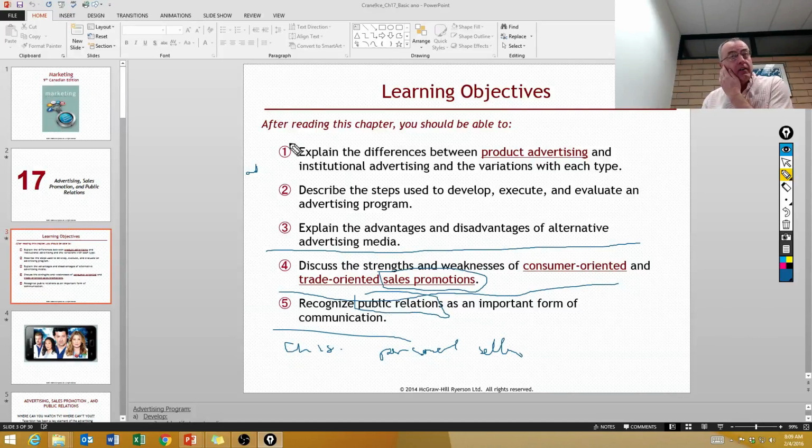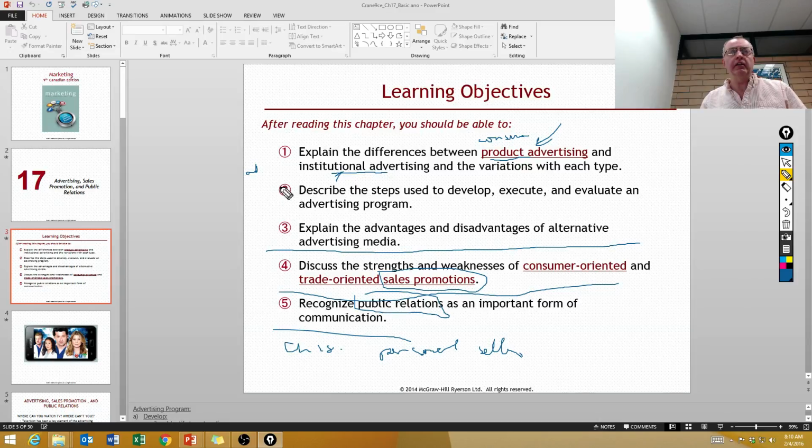The first section here deals with advertising. We draw a distinction between two broad types of advertising. The book calls it product advertising. I would probably call it consumer product advertising, because it's the advertisement of products towards consumers. And then we have institutional advertising. Consumer product advertising deals with products, and institutional advertising deals with the company's name, or kind of their brand.